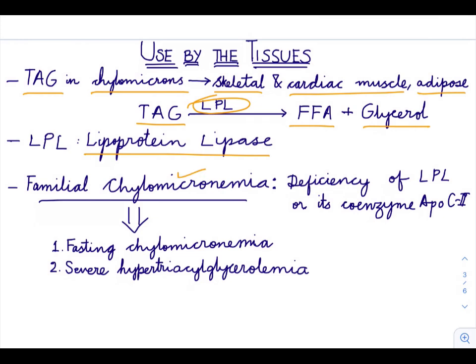Familial chylomicronemia, which is also known as hyperlipoproteinemia, is a rare autosomal recessive disorder which is caused by deficiency of LPL or its coenzyme ApoC2. The result is fasting chylomicronemia and severe hypertriacylglycerolemia, which can also lead to pancreatitis.